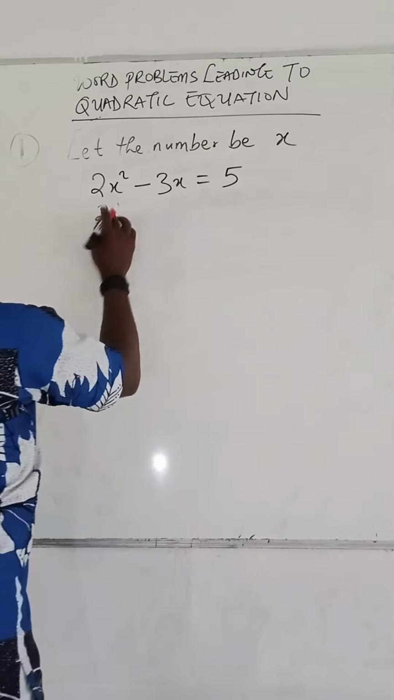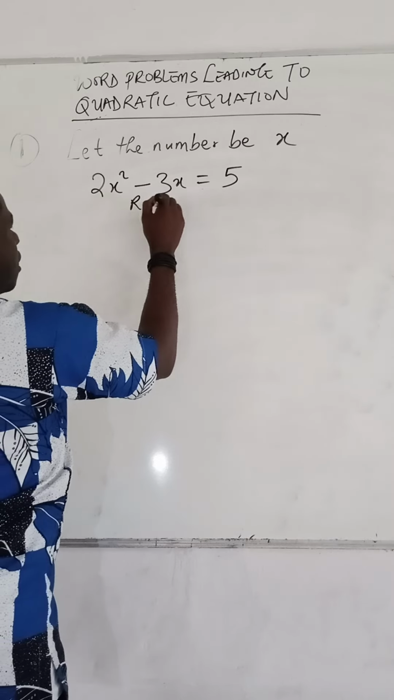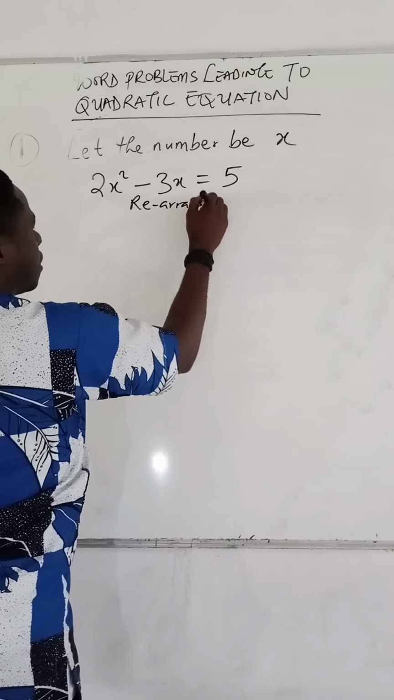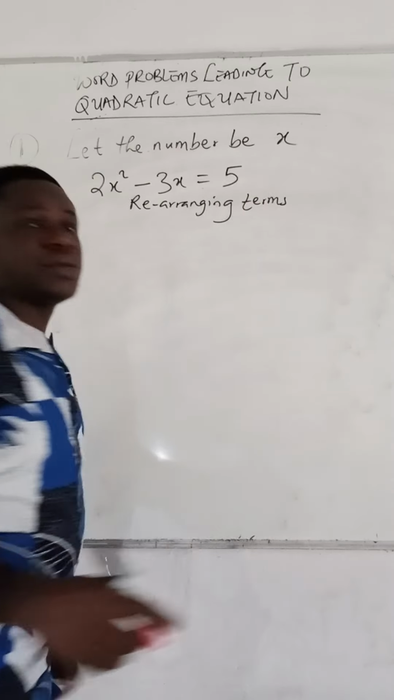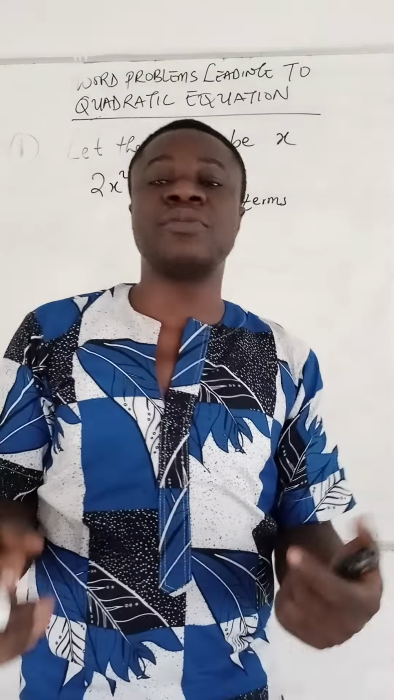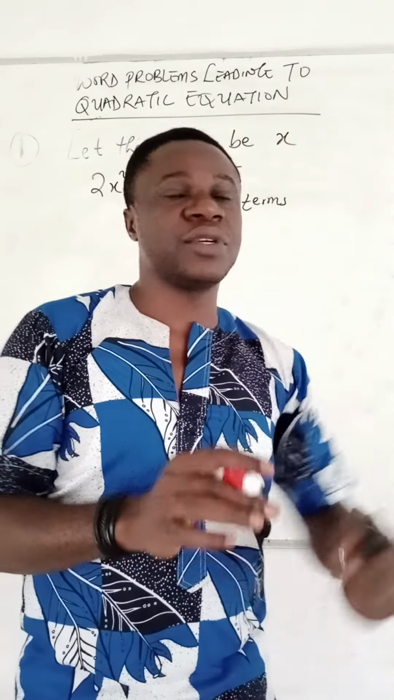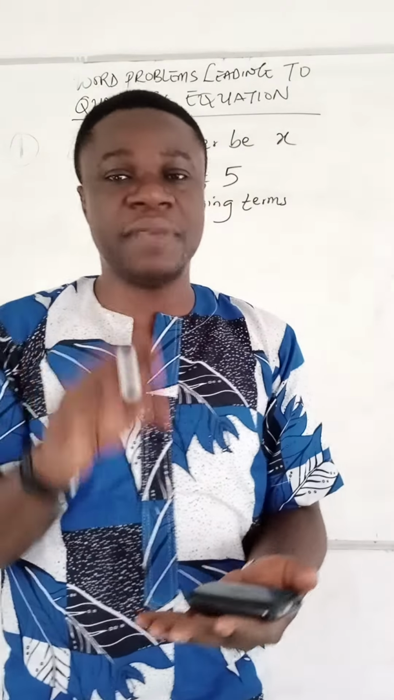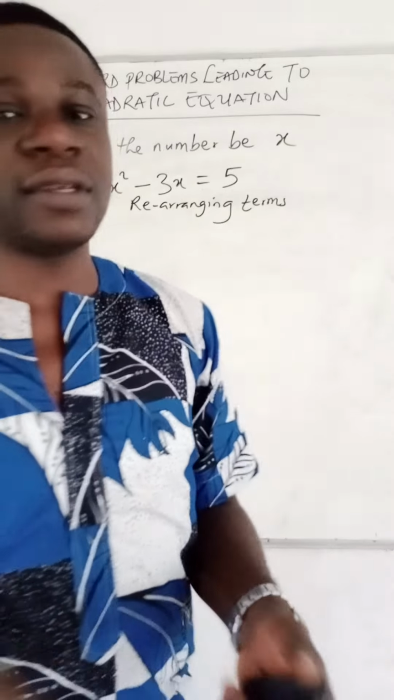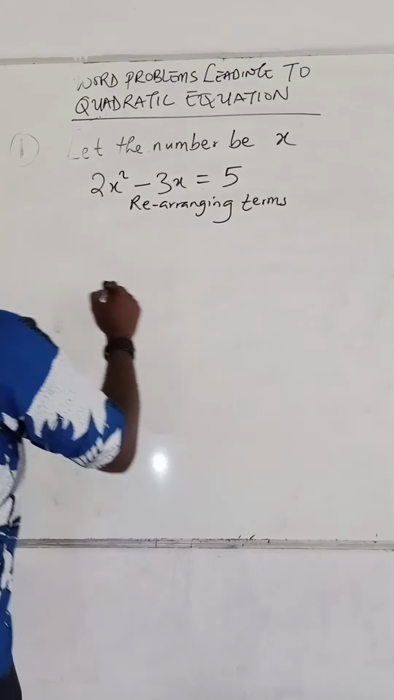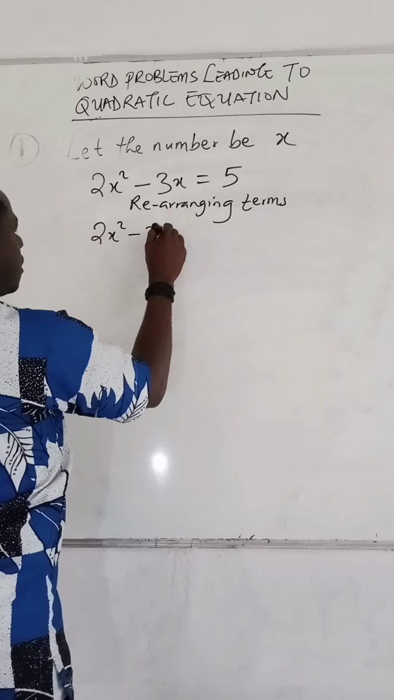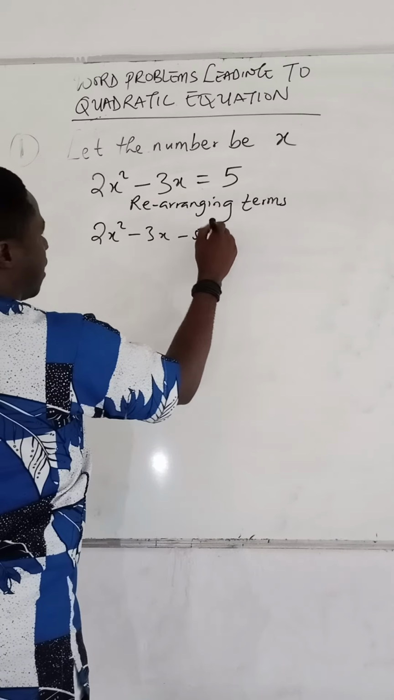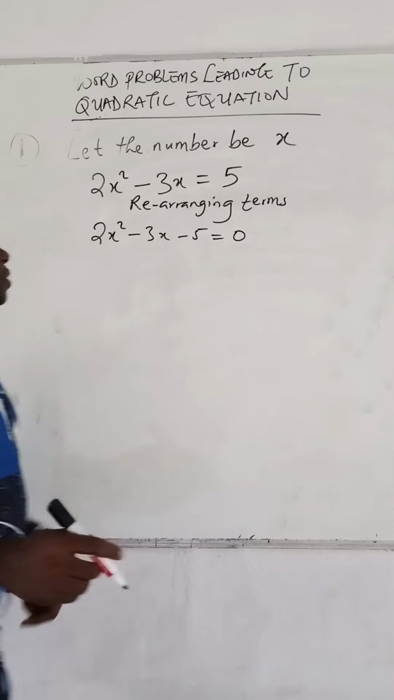So if I rearrange this quadratic, why am I rearranging terms? I want to rearrange these terms so that they conform to the general form of a quadratic equation, which is ax squared plus bx plus c equals 0. So rearranging these terms, we'll have 2x squared minus 3x minus 5 equals 0.